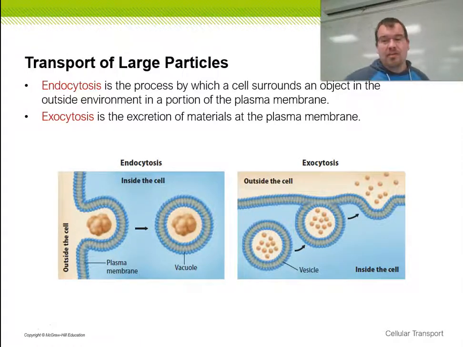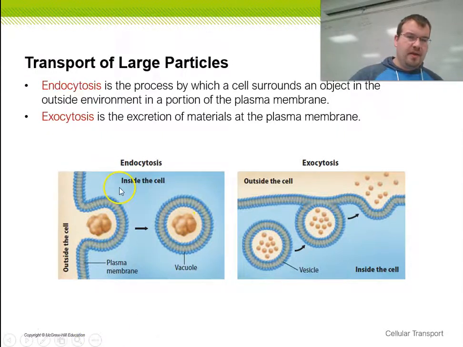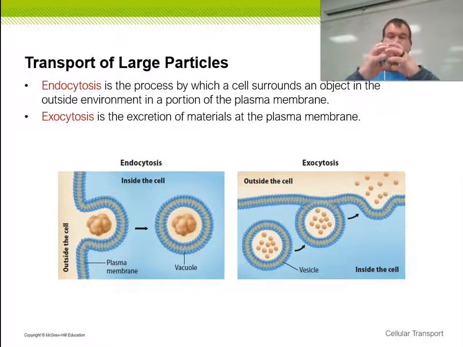So the last thing I want to talk about, moving on from that sodium potassium ATPase pump, is the transport of large particles. These are really big. So to transport large particles, there is a process of endocytosis or exocytosis. Endocytosis is where the cell surrounds an object in the outside environment. You'll see it here. Endocytosis. So this thing comes in, the cell membrane surrounds it, and a portion of that plasma membrane literally surrounds it, engulfs it.